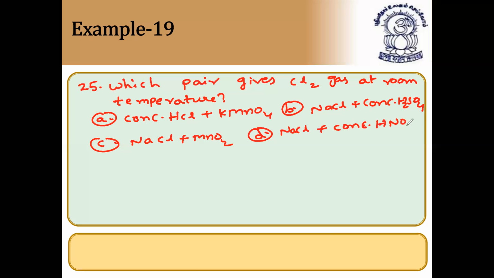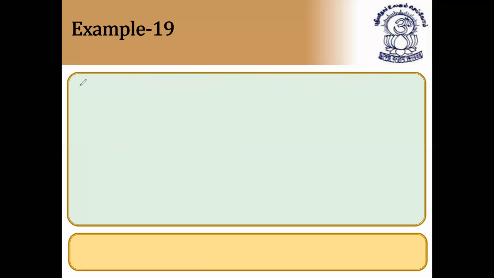In the preparation of chlorine, we know chlorine is obtained from concentrated HCl and KMnO4. So the answer is the first option. Refer to the preparation of chlorine gas. I hope it is clear. Next question number 26.